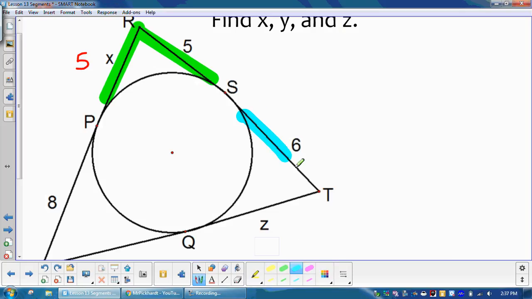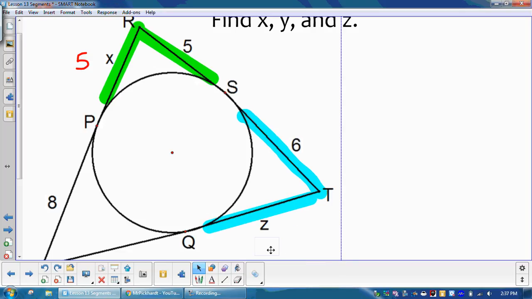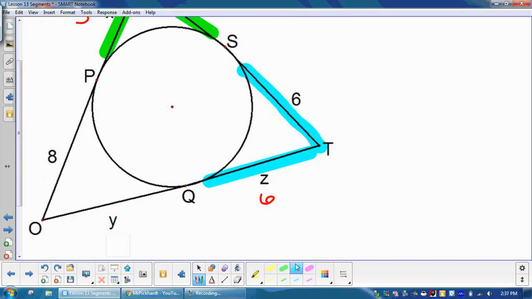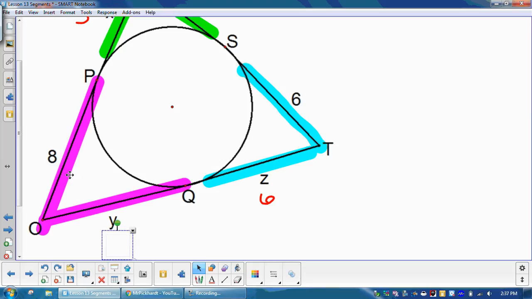Over here, this tangent segment is 6. It intersects this tangent segment, so they're the same. So that means that z is 6. And last but not least, this tangent segment and this tangent segment intersect outside the circle. This one is 8, that means y is 8.